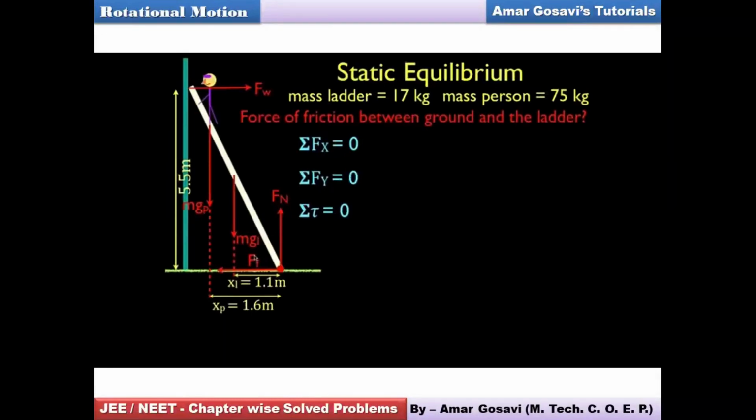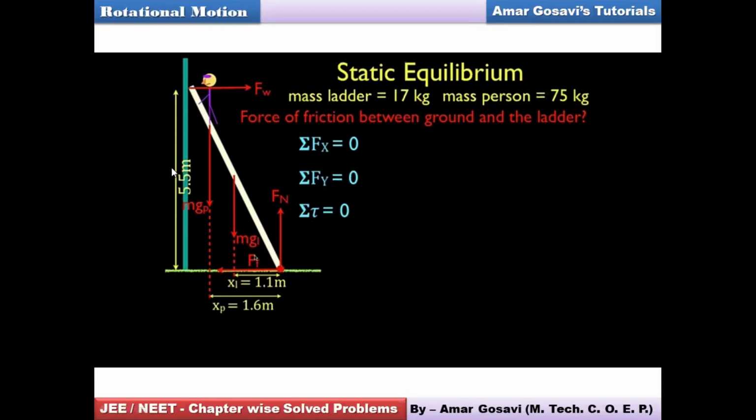So here you can see there is a person who's climbing on the ladder. If you observe this diagram, the weight of the person will be acting vertically downwards. This point is the line of action of the force. The M into g P, P stands for person. M into g L, that's the weight of the ladder exactly acting in the center. The reaction given by the floor, Fn, you can see. The reaction given by the wall as per Newton's third law is Fw.